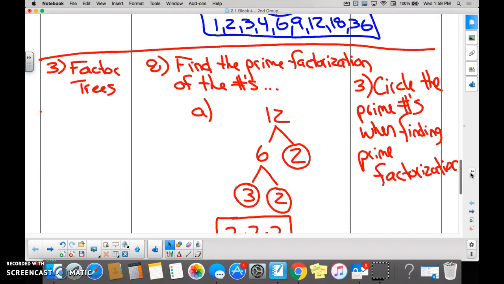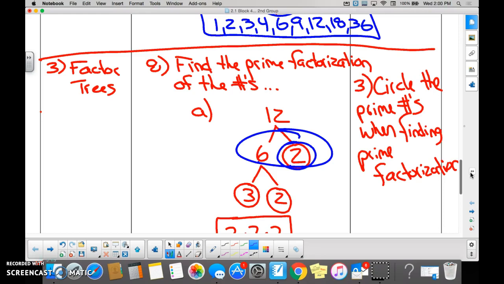So when we find prime factorization, we're simply finding factor pairs again. So you know that 12 has a factor pair of 6 and 2, right? Yes. Is 6 a prime? No. Is 2 a prime? Yes. What do we do to prime numbers? Circle. That means we're done with them, right? Yes.